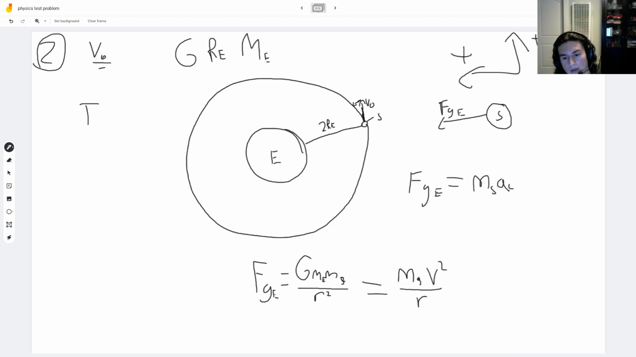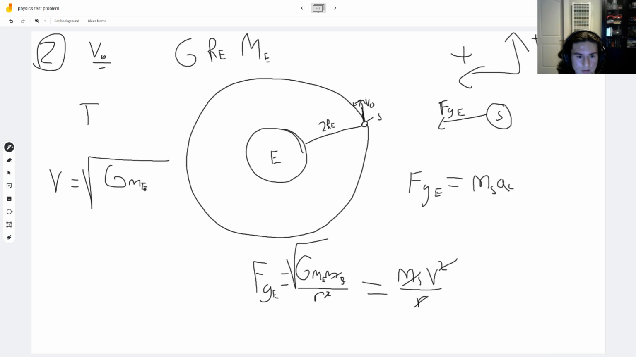Now for solving for velocity, all we have to do is cancel terms. The mass of the satellite cancels on both sides. One of the r's gets canceled, I'll just cross out the 2 to represent that. So basically, I'm also going to square root it just to get rid of the square. v is equal to the square root of G M_E over r.